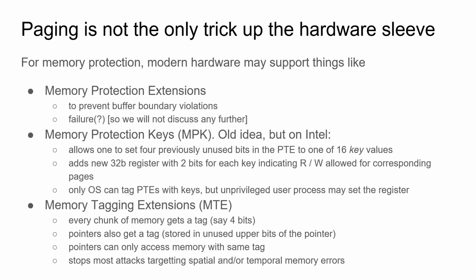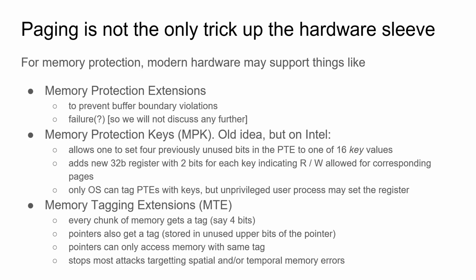An example of the latter is what is known as Intel MPX, the memory protection extension that Intel added to its processors to prevent buffer boundary violations. Now, this was a complete failure and it was dropped eventually, but it gives you an idea of the tricks that hardware vendors are trying out to see if they can improve memory protection and memory isolation. Now, MPX failed, but then there were other ideas. For instance, memory protection keys.